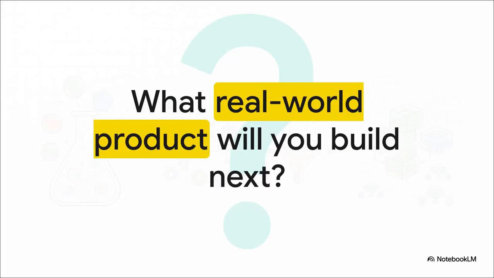So we've covered the architecture, the memory, the deployment, and the security. You now have the ultimate open source playbook for production AI right at your fingertips. The tools are there, the tutorials are written, and the path from prototype to enterprise is completely mapped out for you. So the only question left to ask is, what real-world product are you going to build next?